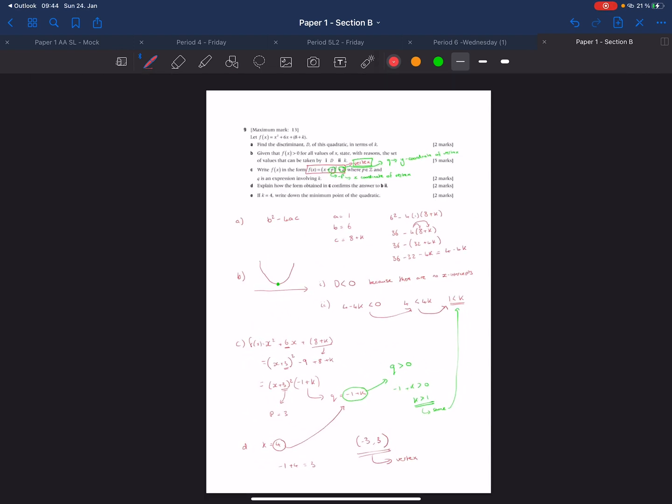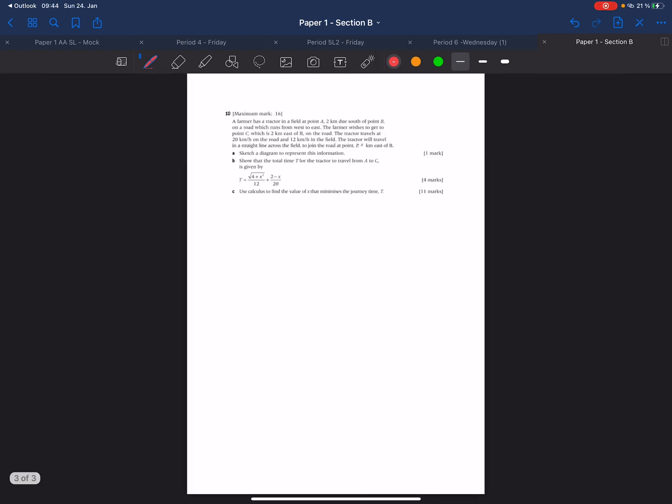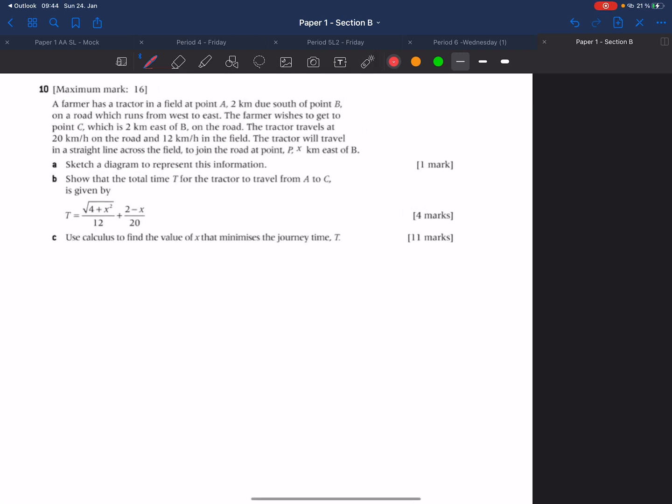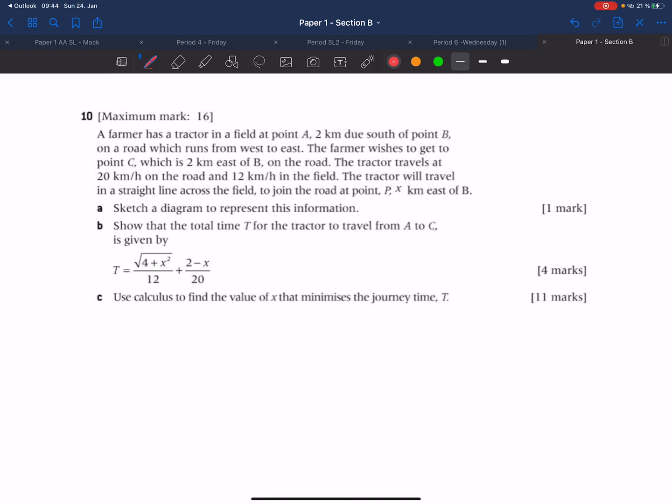Right. So my final question, question number 10. This is always where it gets difficult, but that's okay. That's a lot of writing. Okay, what does it say?